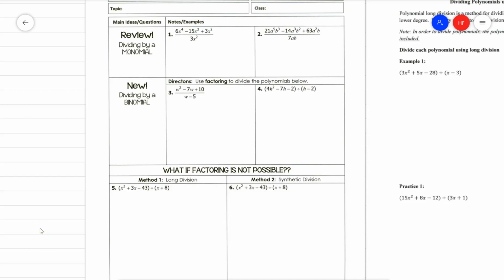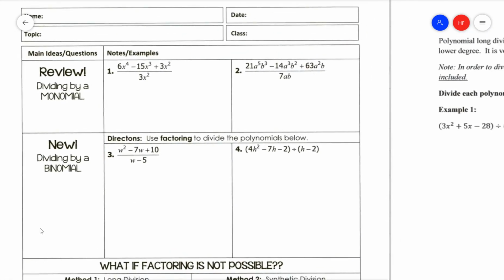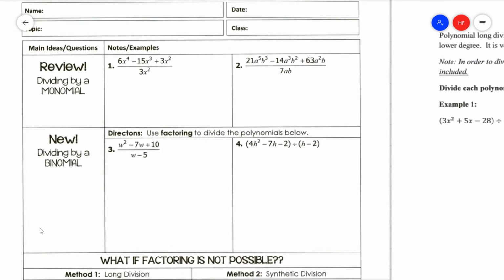Alright, so today we are going to be starting a new way to divide polynomials. We have started by factoring already, so we are going to review a little bit of using factoring and also dividing by a monomial. We know that a monomial means that it has one term. So when we're dividing by something that's just one term, we can take each piece and divide by that monomial.